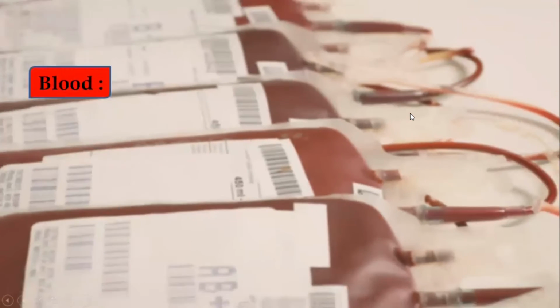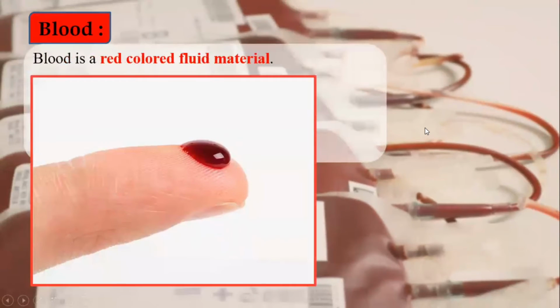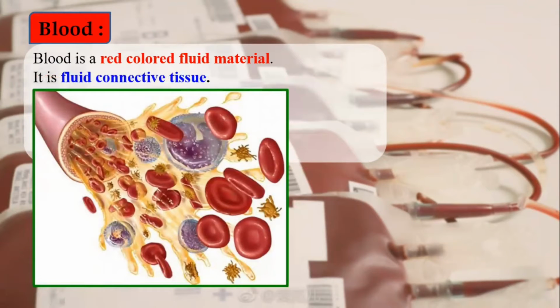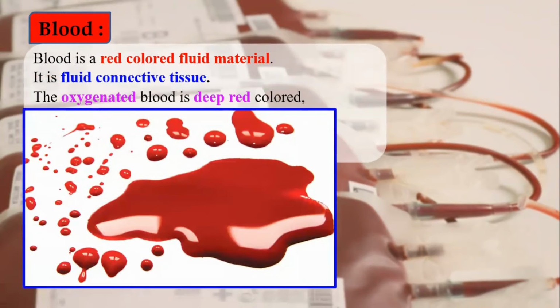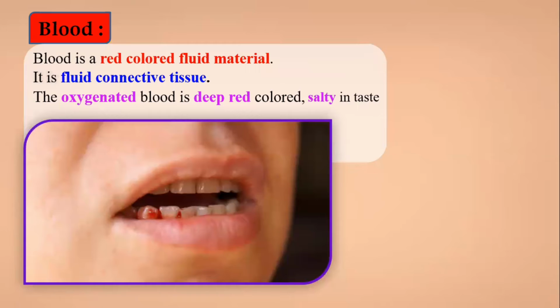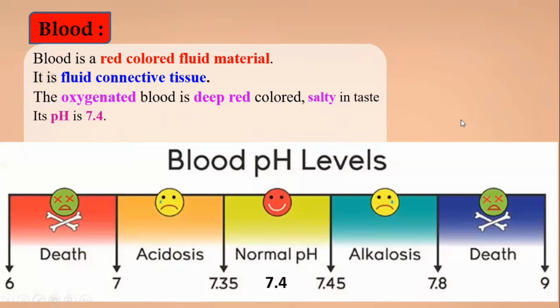Blood components and its function. Now, the blood. Blood is a red colored fluid material. Okay, we all must have seen blood live in front of our eyes anytime in our life. Blood is red colored and it is a fluid connective tissue. The oxygenated blood is deep red colored. So when suppose you get hurt somewhere and deep red color blood comes out, that is your oxygenated blood. Oxygenated blood is deep red colored and it is salty in taste. Now please don't try to test it by removing blood or anything. Okay. The pH value, that is the hydrogen value, is around 7.4.